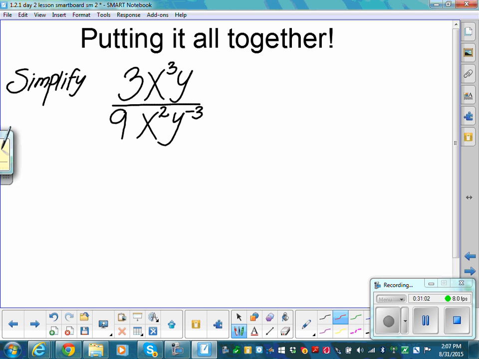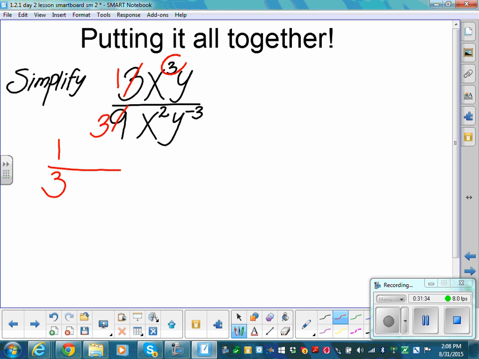Here we go. 3x cubed y divided by 9x cubed y to the negative 3. I promise this one will look a little bit different. So just bear with me. Let's go through this. Okay, focusing on my numbers, let's simplify it. 3 over 9. Correctly, what does it become? 1 over 3. 3 divides by 3 becomes 1. 9 divides by 3 and becomes 3. So we have 1/3.